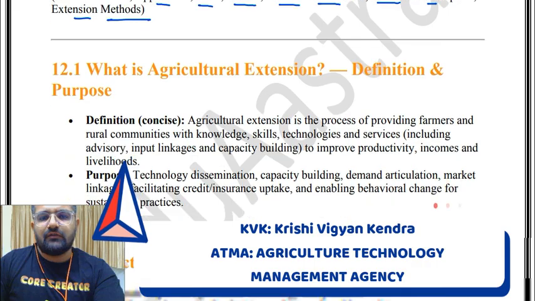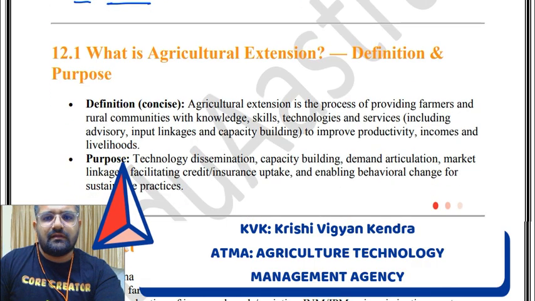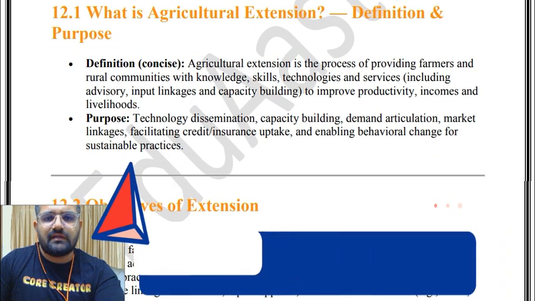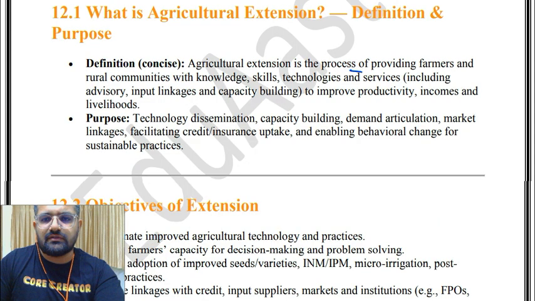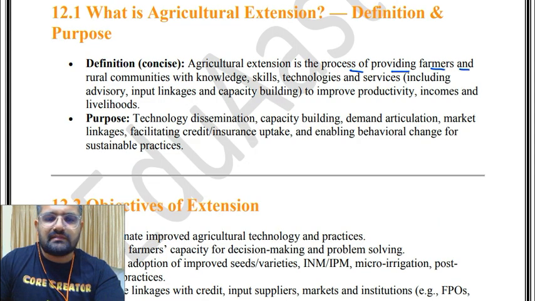So firstly, what is agricultural extension? Definition and purpose. So definition, agricultural extension is the process of providing farmers and rural communities with knowledge, skill, technologies and services including advisory, input linkages and capacity building. क्यों? To improve productivity, incomes and livelihood.